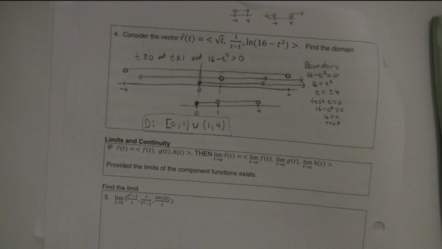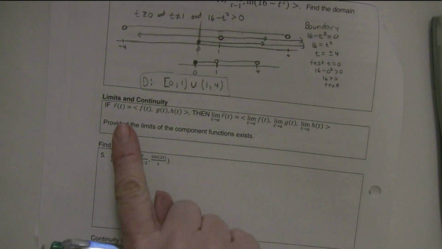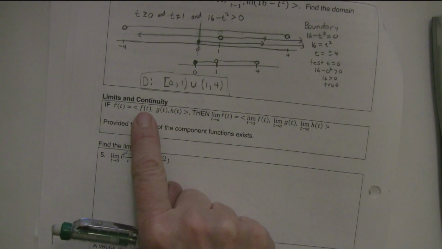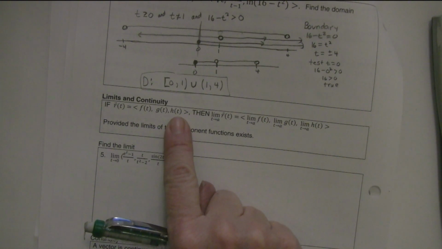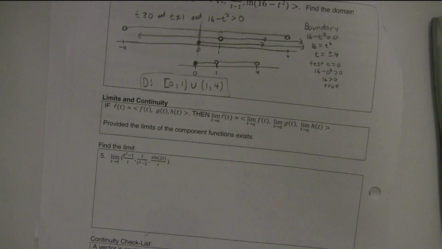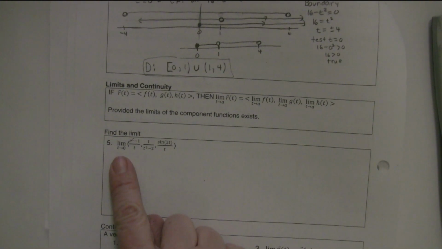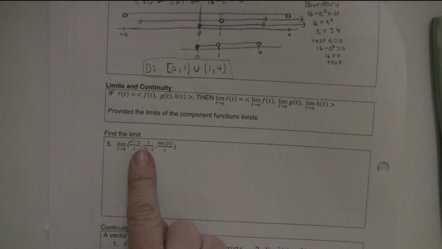And then the next thing, they do a little bit of limits here. They say that if you have a vector function with a function in the x coordinate, a function in the y coordinate, and a function in the z coordinate, and you want to take the limit, then all you have to do is take the limit of each of the pieces. All you have to do is take the limit of the components. So here, if I want to find the limit, I have e to the t minus 1 over t in the x coordinate.